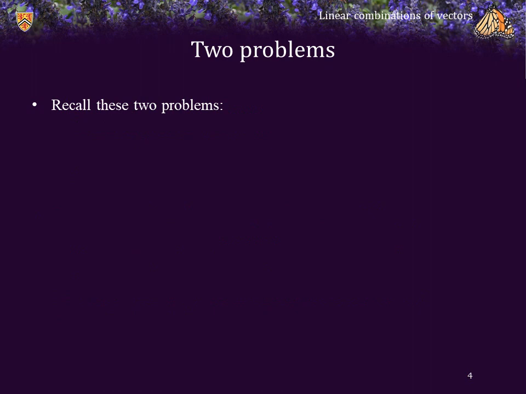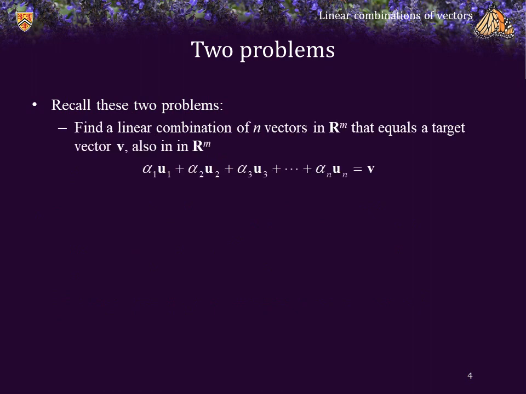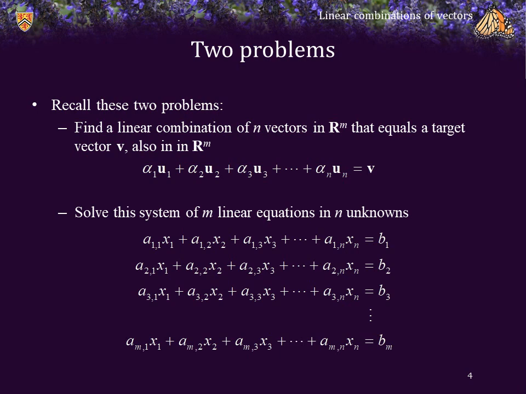So, let's recall these two problems. Find a linear combination of n vectors in R to the m that equals a target vector v also in R to the m. The other problem we had was solve the system of m linear equations in n unknowns. Now, what we're going to do is show that every problem of the first kind can be interpreted as a problem of the second kind, and every problem of the second kind defines a problem of the first kind.